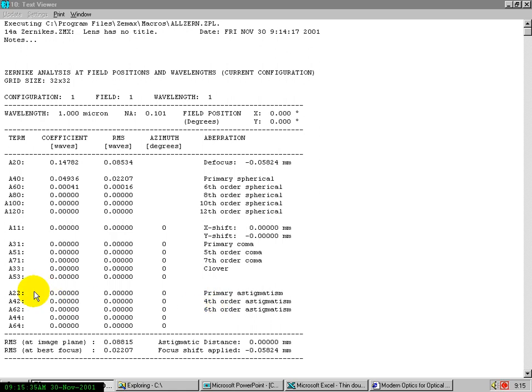So you can... Those higher orders, or fifth and seventh orders coma, they are not described by the Seidels? No, the Seidels, they only go to the primary. They deal with the primaries, yes.